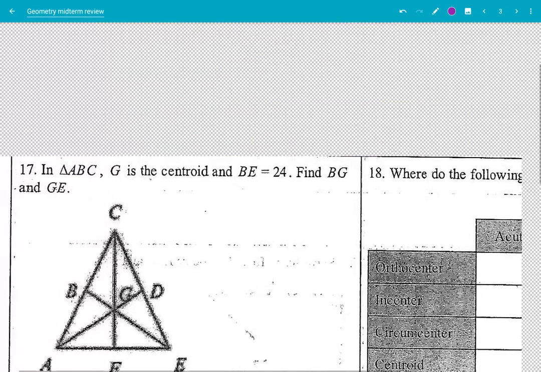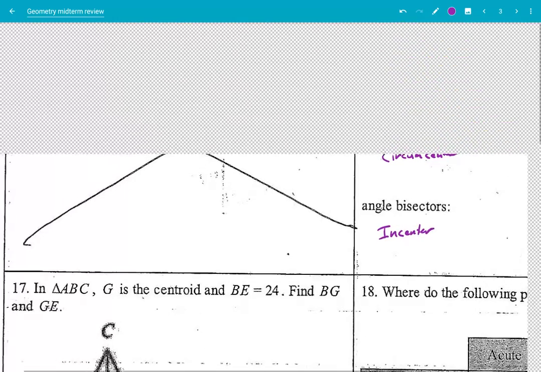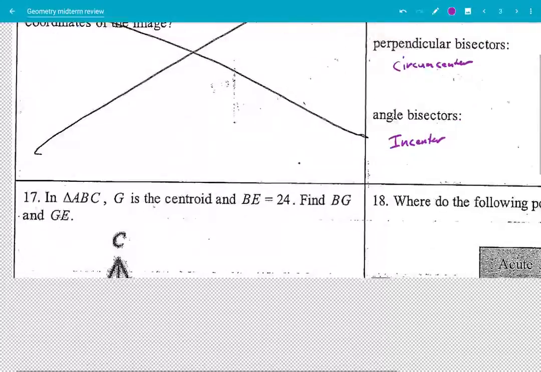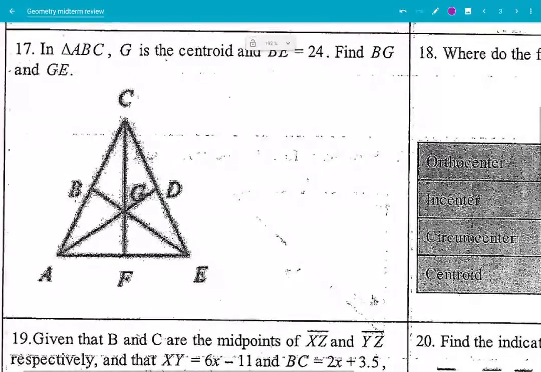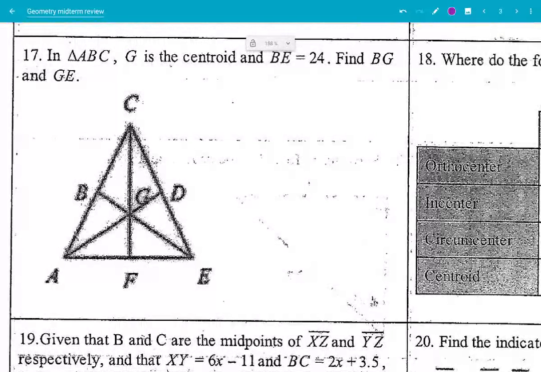All right. In triangle ABC, G is the centroid, and BE is 24. Find BG and GE. Well, the centroid, remember that?